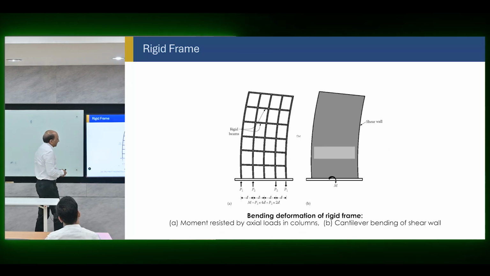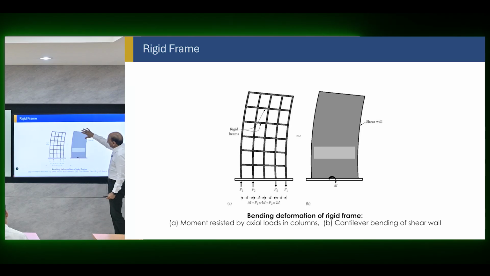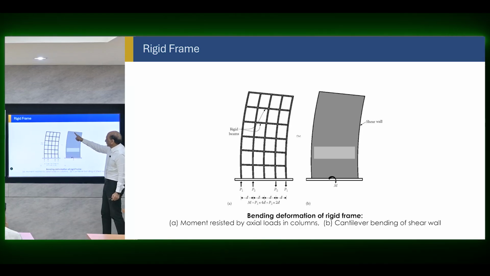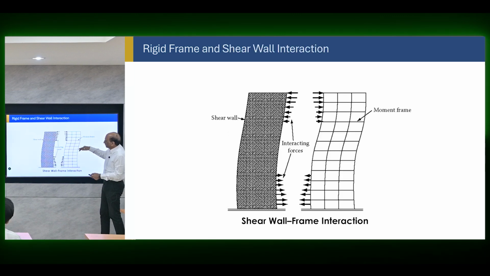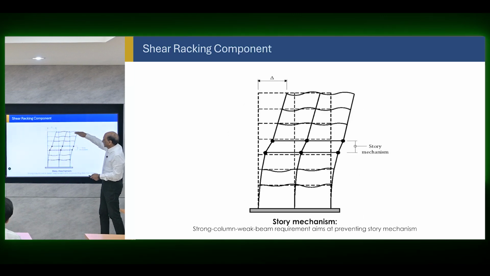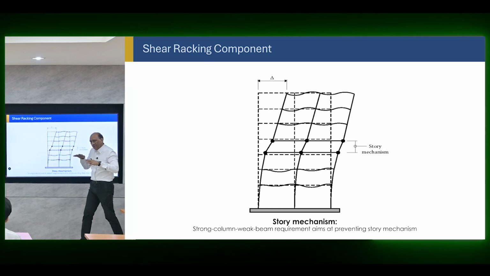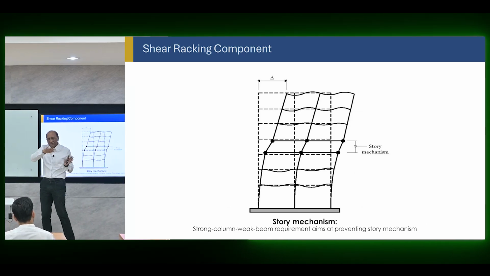Then there is a wall behavior. That means we bend the wall as a cantilever. So it starts from here like this one, and then at the top becomes like this. So if you notice the previous one, it remains straight at the top. It doesn't bend like this one. It just shears. That means it just moves sideways, but it doesn't deform like this. So that's a shear mode.